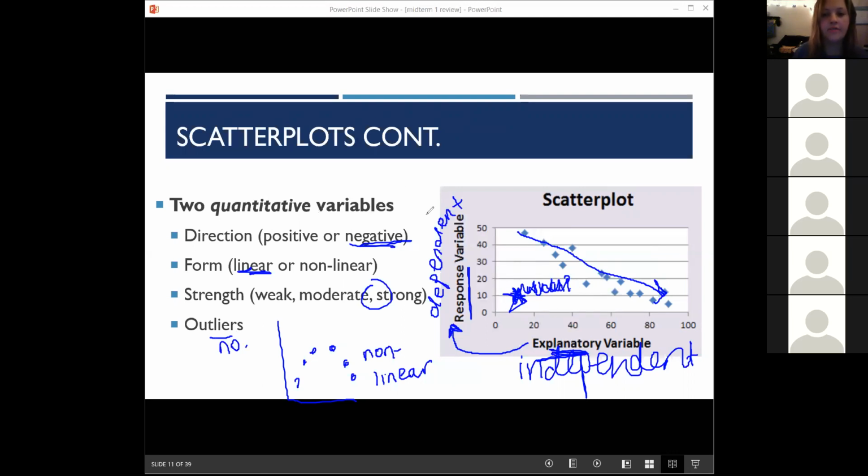Remember, 2 quantitative variables. One is your explanatory, one is your response. Your explanatory variable is independent and it's not affected by anything, and your explanatory variable is what explains your response, as that is the dependent variable on your y-axis there.